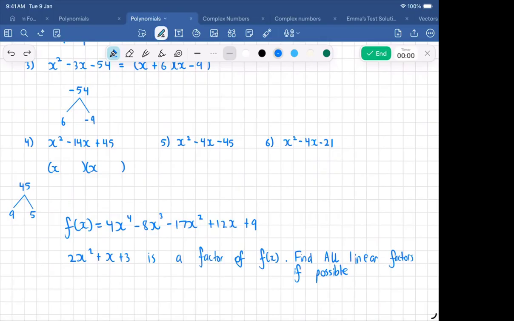Tell me, Avinash, a positive by a positive is positive, a negative by a negative is also positive. So what do you think I should write? If I say negative 9 by 5, I'll get negative 45. That wouldn't give me back 45. What about negative 9 by negative 5? Positive 45. And if you combine minus 9 and minus 5, what are you going to get? Negative 14. So that's your answer.